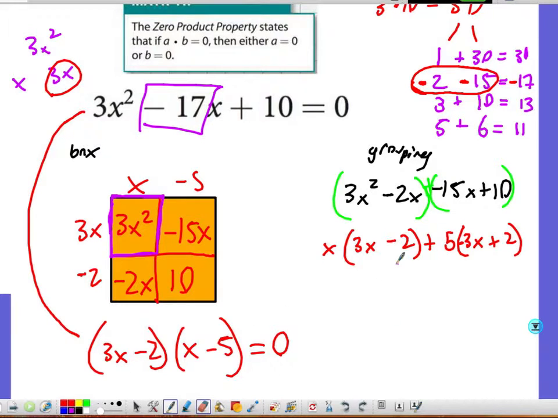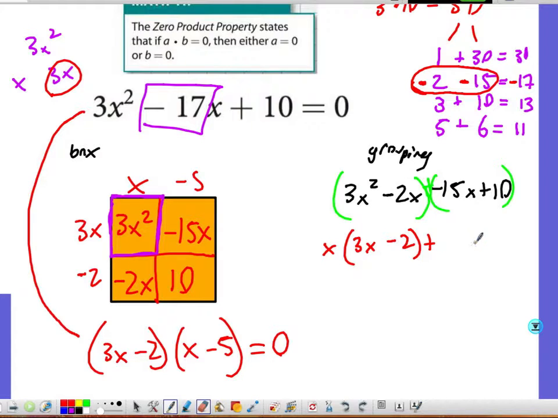But now take a look at this. Are these parentheses exactly the same? No. That means I cannot continue with the next step until they are exactly the same. So notice that this is 3x minus 2 and this is negative 3x plus 2. So what can I do to fix this?